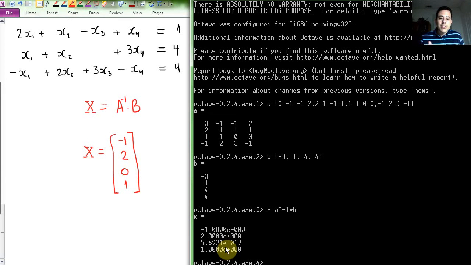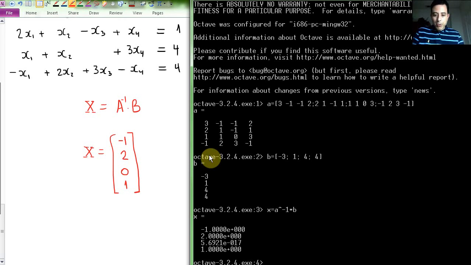So the round off errors will give you a number that is very close to 0, but it's not actually 0, as you can see. But I'm pretty sure this is 0. We can test that.